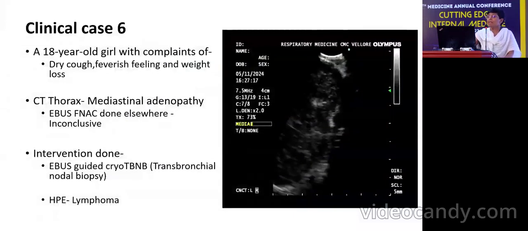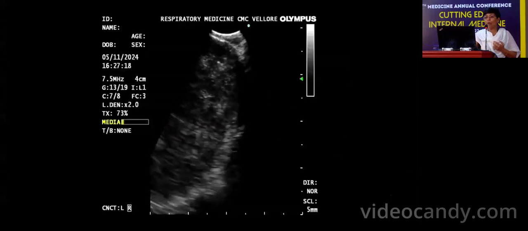Coming to the mediastinum, an 18-year-old girl with complaints of dry cough, feverish feeling, and weight loss. CT thorax showed mediastinal adenopathy. She had an EBUS done elsewhere, which was inconclusive. So when she came to us, there were large nodes actually, and we were wondering, should we do an EBUS FNAC, because it was done elsewhere? What we did was a transbronchial nodal biopsy, and we used cryobiopsy.